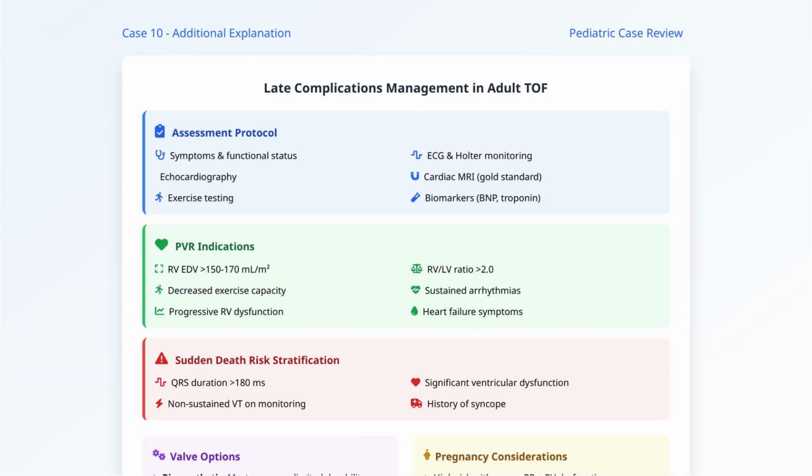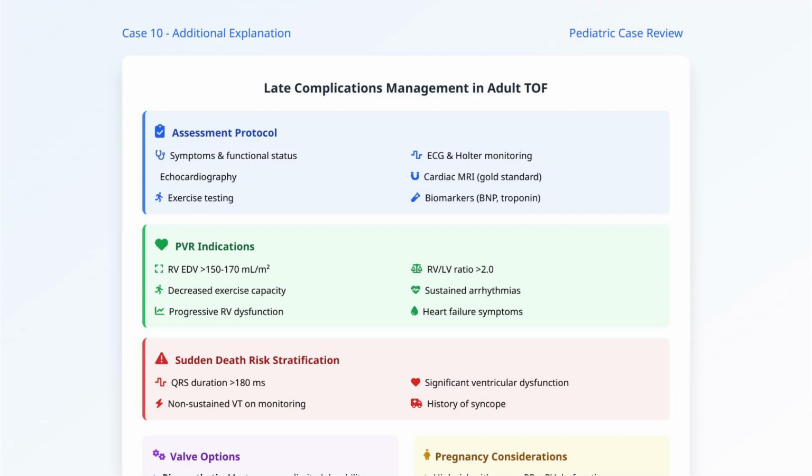This algorithm outlines the comprehensive approach to adult patients with repaired tetralogy of Fallot. Assessment should include evaluation of symptoms, ECG, echocardiography, exercise testing, cardiac MRI for accurate right ventricular volumes, and Holter monitoring for arrhythmia detection. Indications for pulmonary valve replacement include right ventricular end-diastolic volume greater than 150 to 170 milliliters per square meter, right ventricle to left ventricle ratio exceeding 2.0, decreased exercise capacity, and arrhythmias.